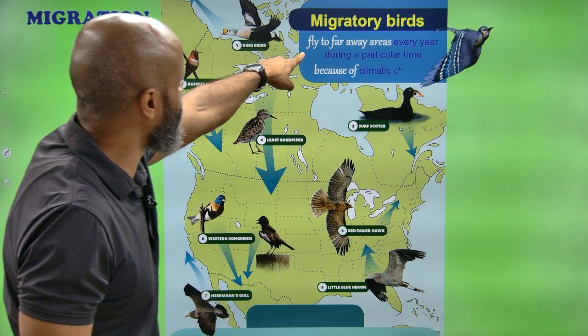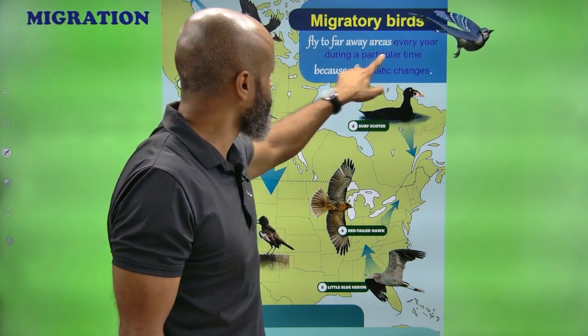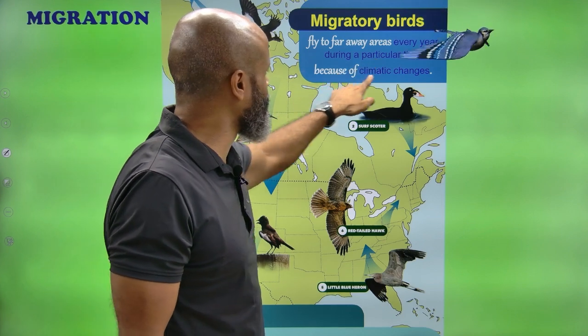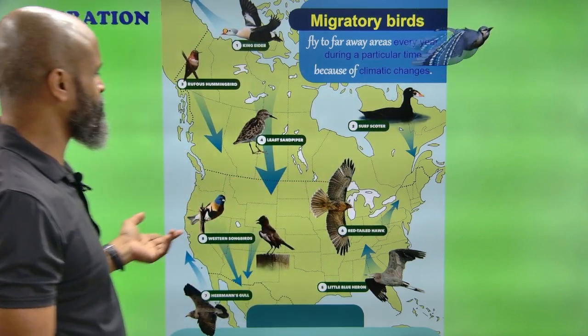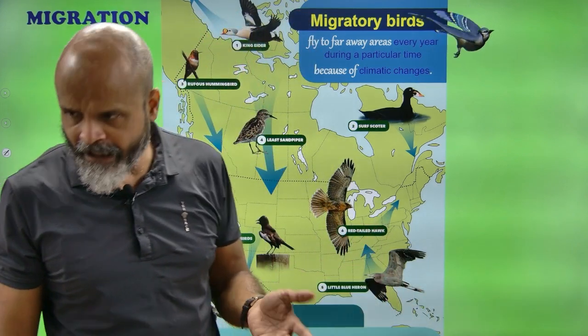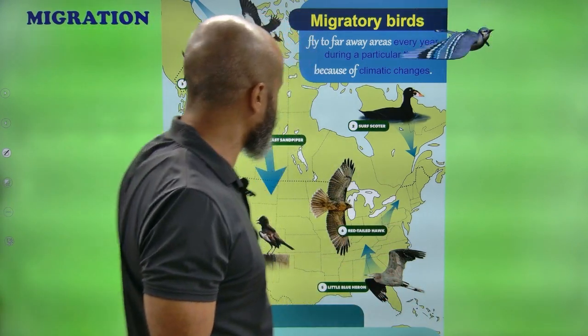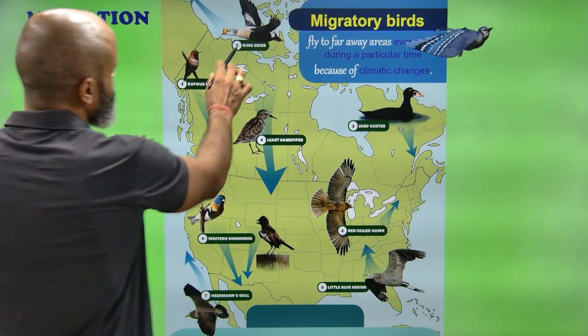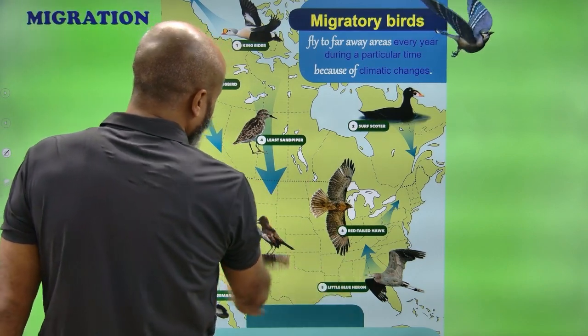Migratory birds fly to far off areas every year during a particular time because of climate changes. Climate changes happen throughout the world. Earth is continuously undergoing rotation as well as revolution. So due to these, there will be climate changes, and when there are climate changes, obviously these birds will move. So these are certain birds that move all around the world.